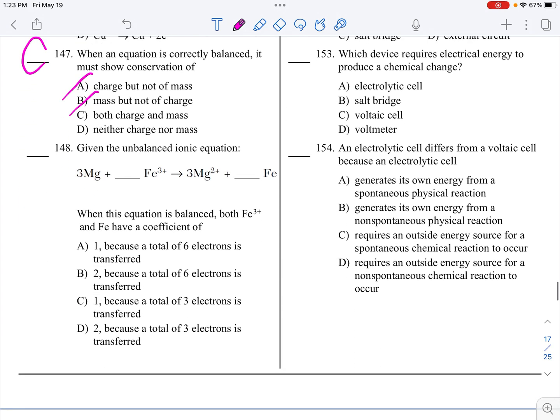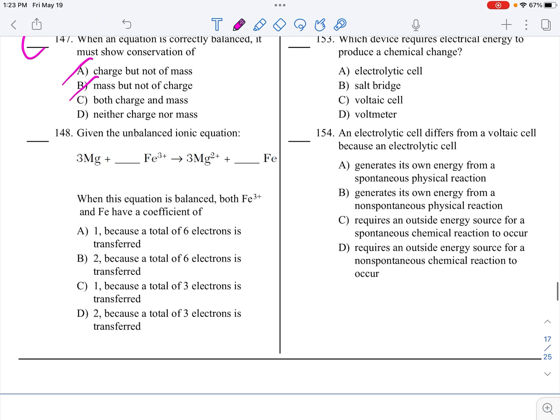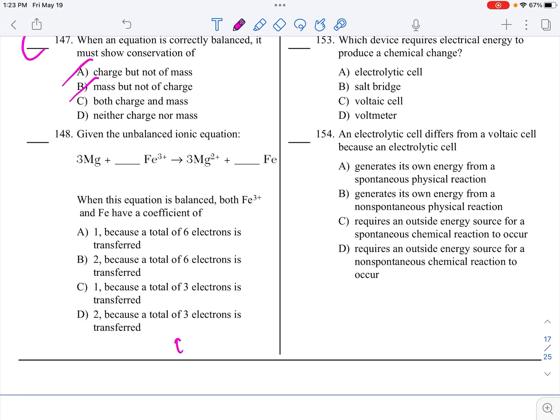All right, now we need to balance this. So here we go. So oxidation half reaction. Who lost? Magnesium did. So 3Mg becomes 3Mg +2. So mass is good, but charge is not. So we have an overall plus 6, so we've lost 6 electrons.